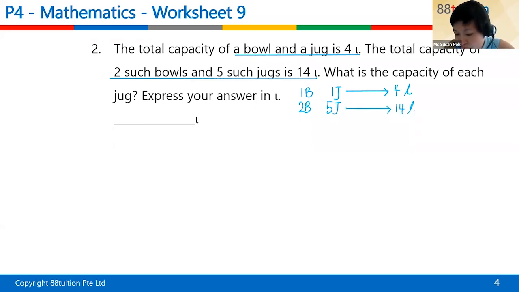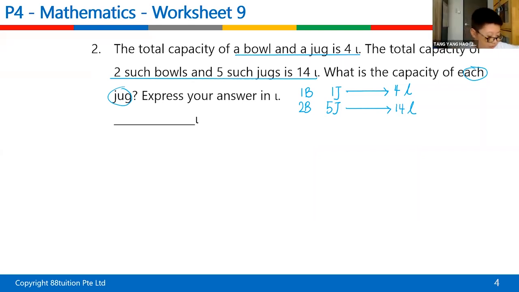So what can I do now? What is the capacity of each jar? Now he wants each jar. So what should I do? Who can suggest? Come, Rakshan first. Okay, Rakshan's hand is up. Good. Rakshan, what can I do? Just pair it up. So you pair it up, then you have 2 sets of the 4 liters, the one bowl and one jar. Then the other 3 jars.